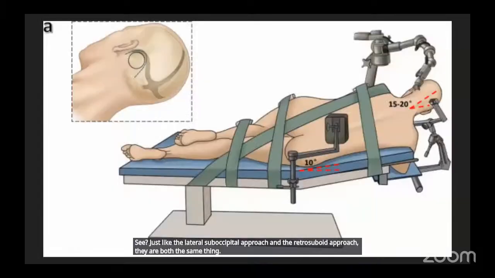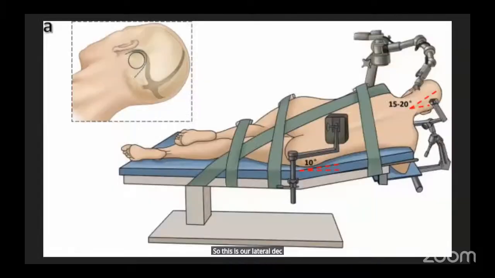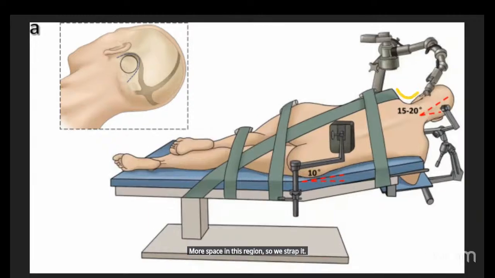So this is our lateral decubitus approach. You can see the patient is strapped. The head is slightly rotated. The contralateral arm hangs under the table. There goes the cushioning. The ipsilateral shoulder is strapped because we want more space in this region. So we strap it. And then the head is slightly elevated above the heart to increase the venous return.